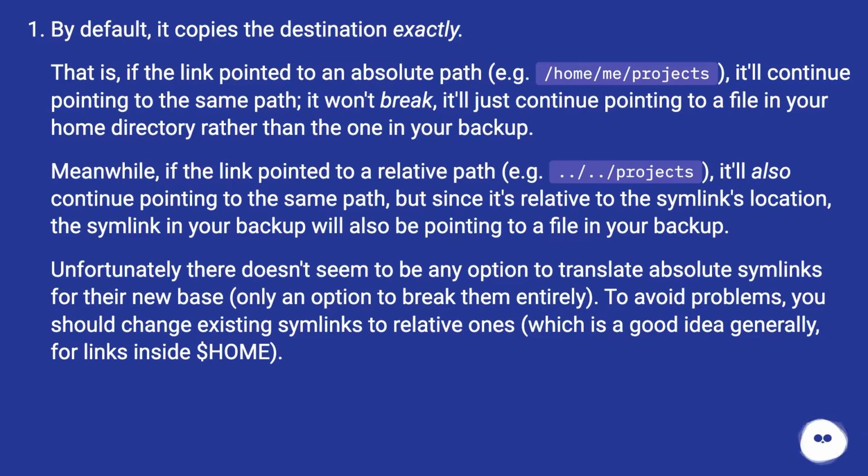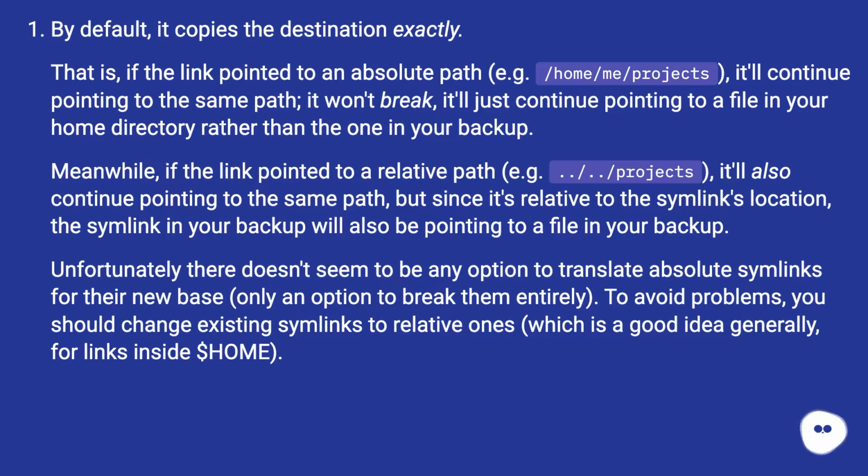By default, it copies the destination exactly. That is, if the link pointed to an absolute path, e.g. home, me, project, it will continue pointing to the same path. It won't break, it will just continue pointing to a file in your home directory rather than the one in your backup. Meanwhile, if the link pointed to a relative path, e.g. projects, it will also continue pointing to the same path.